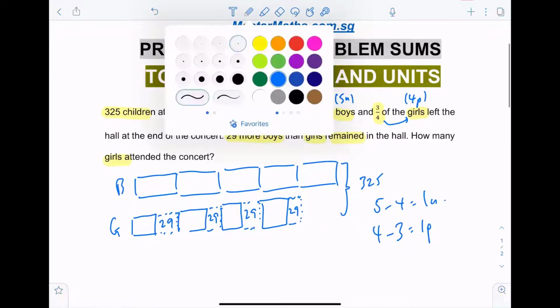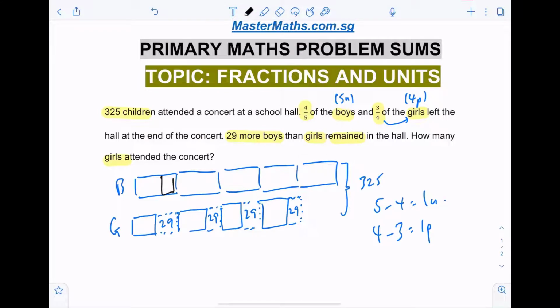Now, to do this, we can actually take away these extra parts. This 29, over here there's another 29, another 29, another 29, another 29. How many extra 29s are there for the boys? 1, 2, 3, 4, 5. So 29 times 5, and we'll get 145 extra parts in these black boxes.